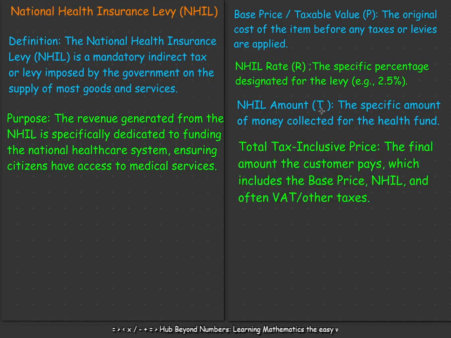So after you have paid your base price and then the NHIL amount, if we add everything together, we call it the total tax or the inclusive price. And it is the final amount the customer pays, which includes the base price, NHIL, and often the VAT or other taxes.